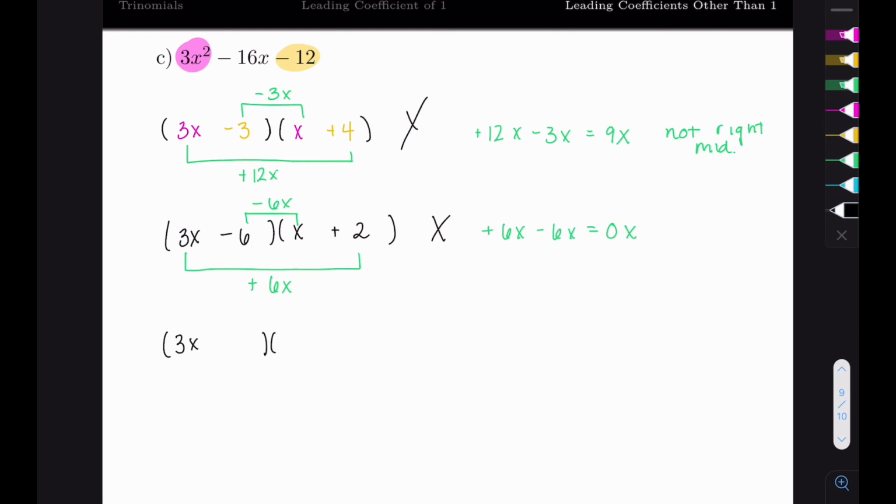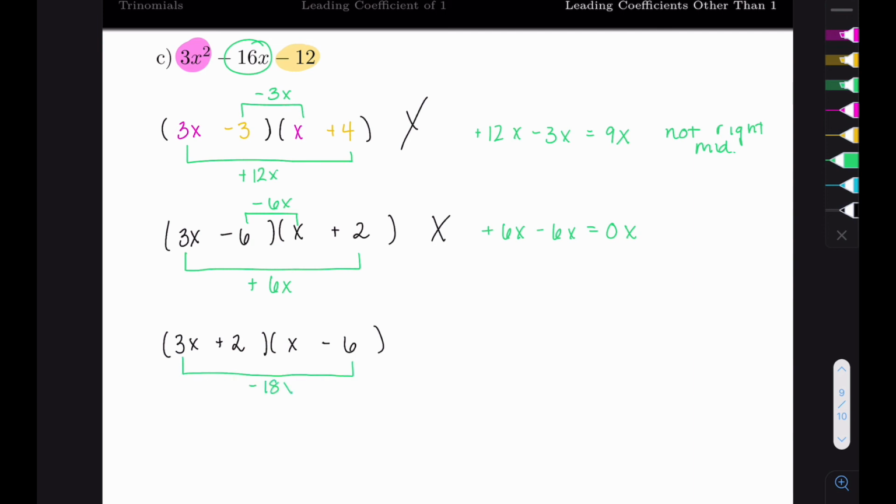So let's try one more because I do know the answer. So our first two pieces still have to be 3x and x. Let's try putting a positive 2 here and a negative 6 here. Okay. And the reason I know that this is the correct one is that this middle term is pretty high and negative. So I've got that 3 out front.